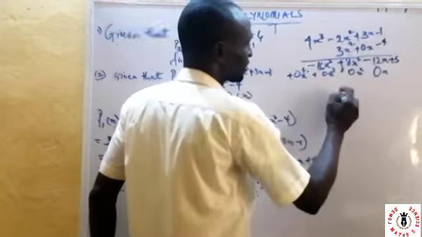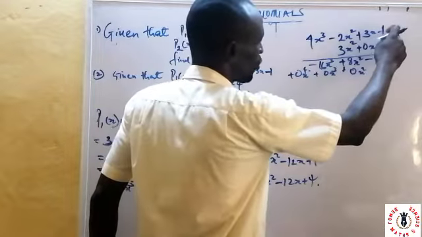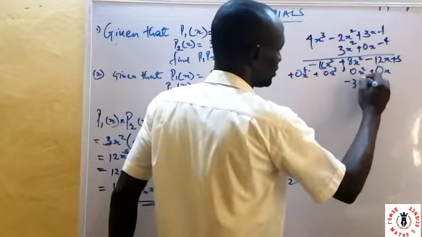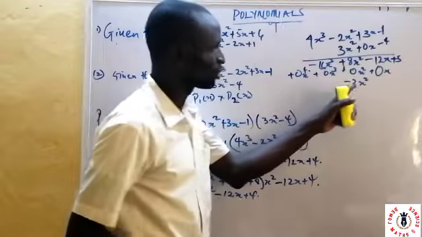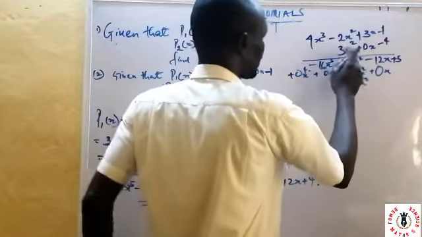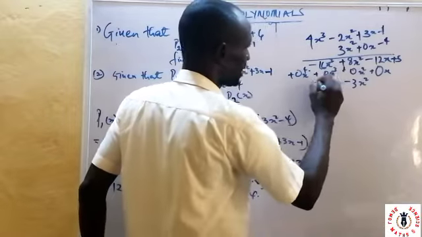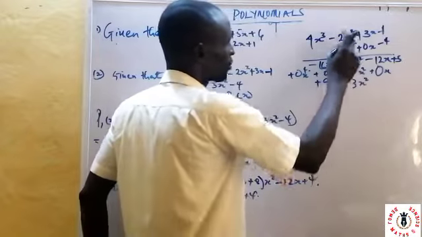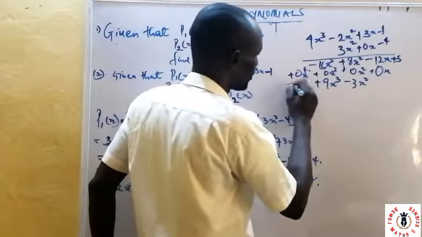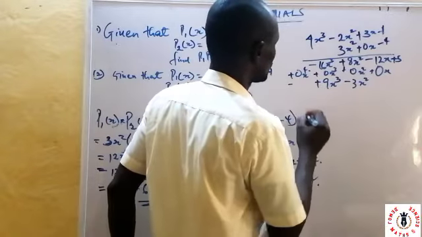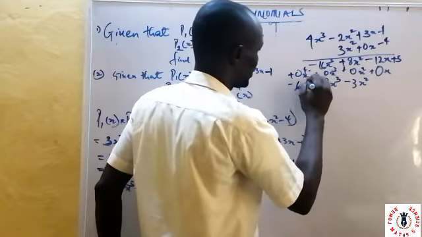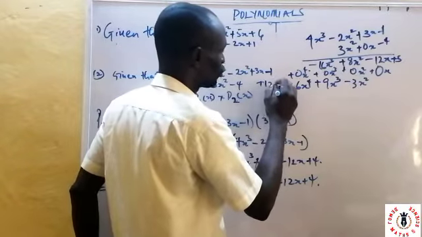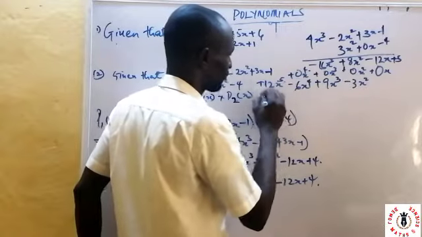3x squared times minus 1, that's minus 3x squared. Now, with the 0, I've been able to shift appropriately. 3x squared times 3, that's plus 9x cubed. 3x squared times minus 2, that's minus 6x raised to the power 4. And 3x squared times 4x cubed, that's plus 12x raised to the power 5.